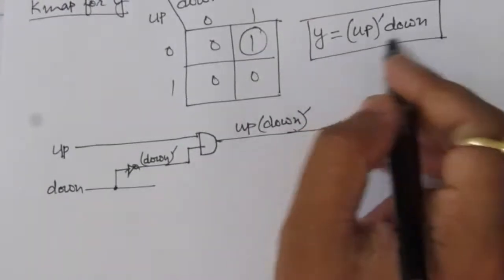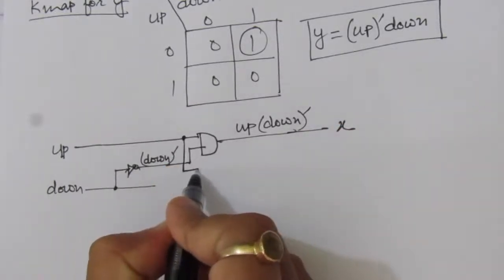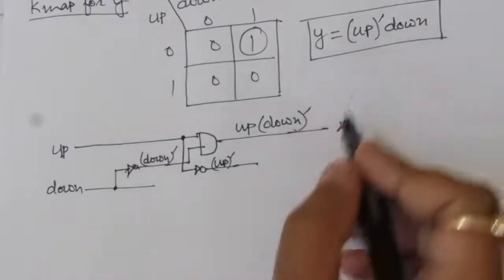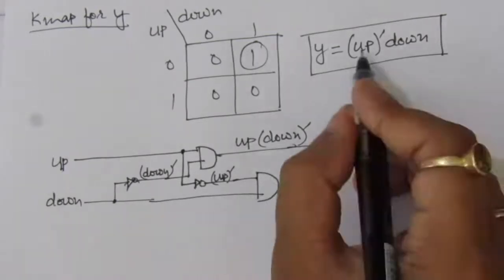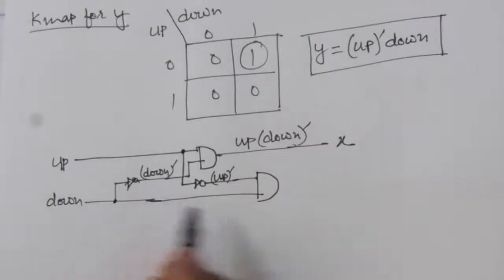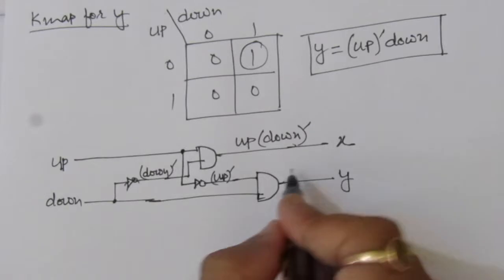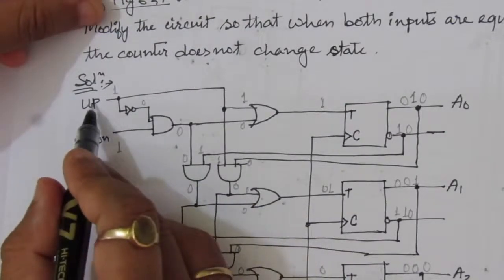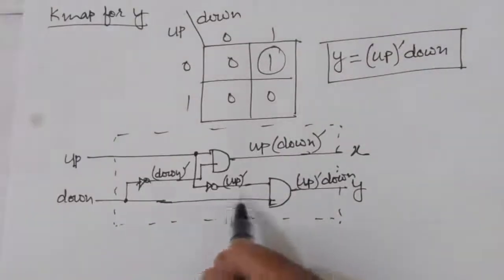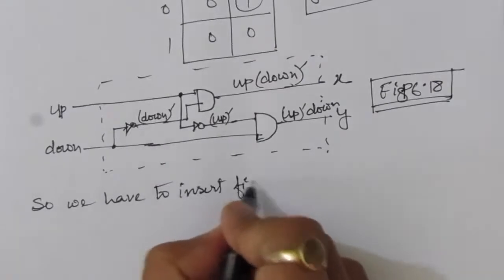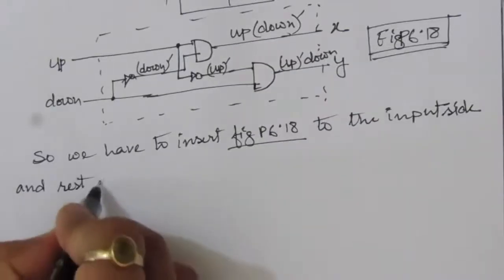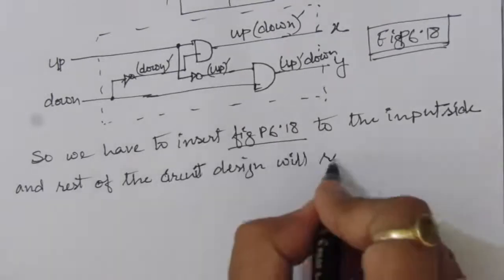Now we have to find Y. Y is up complement into down. So bring a line from here and use an inverter. Here we get up complement, and we have to multiply this up complement with down. Use an AND gate, with one input up complement and the other down. Directly connect down to this input of the AND gate. So here we get Y, that is up complement into down. So here we have got X and Y. This circuit we have to insert at the input stage, so now up and down will be X and Y, and before that this circuit will be inserted. So we insert figure for problem 6.18 at the input side, and the rest of the circuit design will remain unchanged.